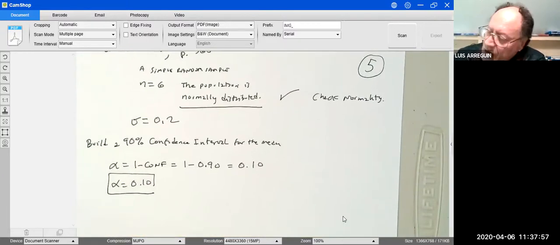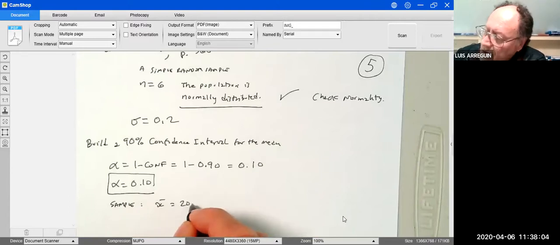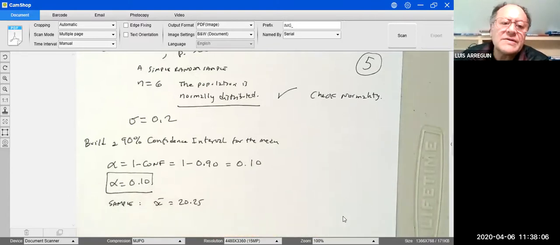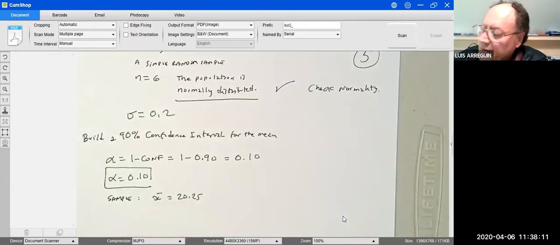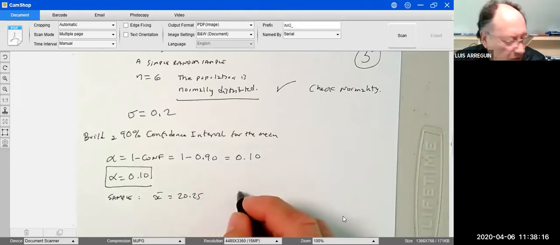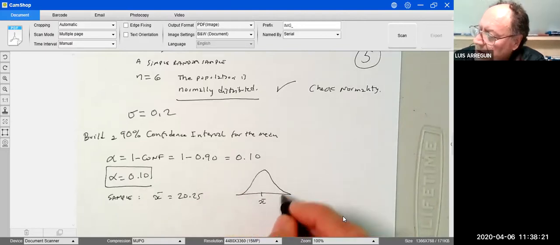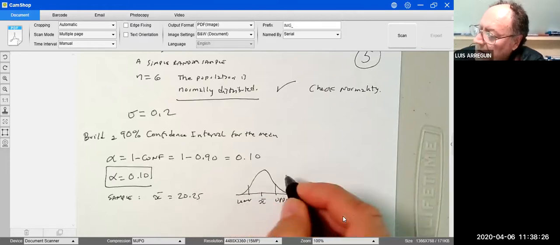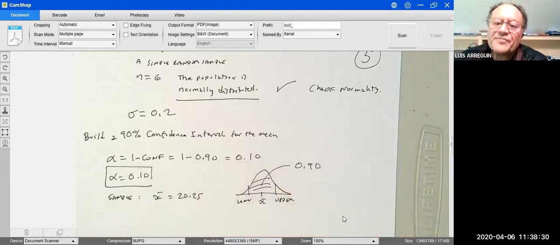We also know that the sample has a mean of 20.25 ounces. If you are not given this value, remember you need to compute it from the given data set. Then we're going to have our sampling distribution. We have the mean here. We're going to compute the upper value and the lower limit, and again this area is 0.90.